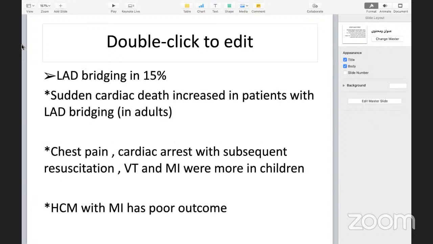We have LAD bridging. It happens in 15% of the patients, and in adults, it's a cause of sudden cardiac death. And for children, chest pain, cardiac arrest with subsequent resuscitation, or VTAC and MI are more common in children. And hypertrophic cardiomyopathy with MI has a poor outcome, of course.